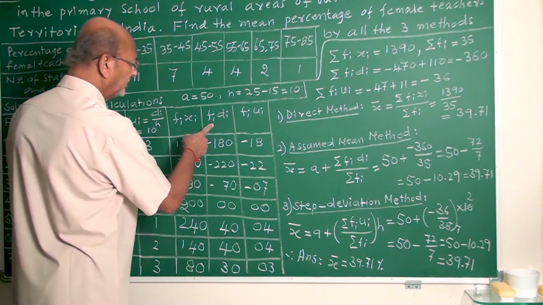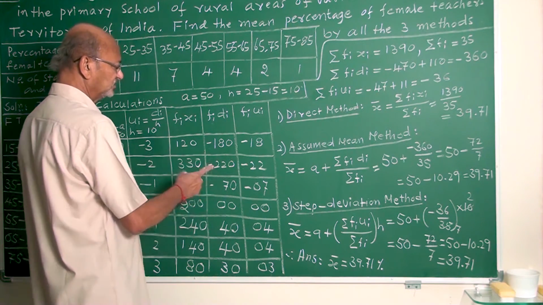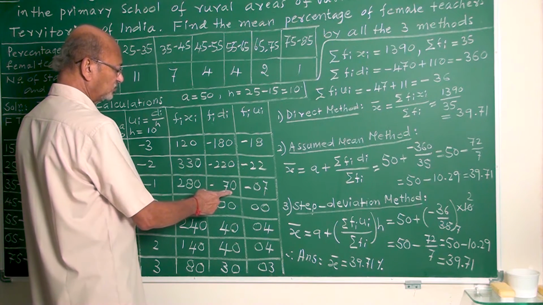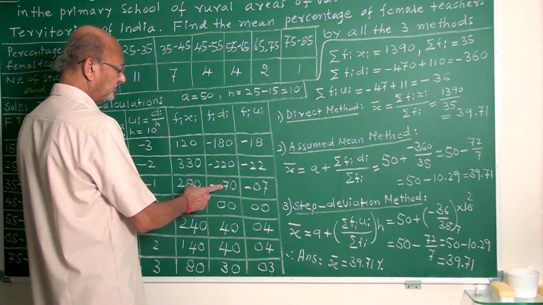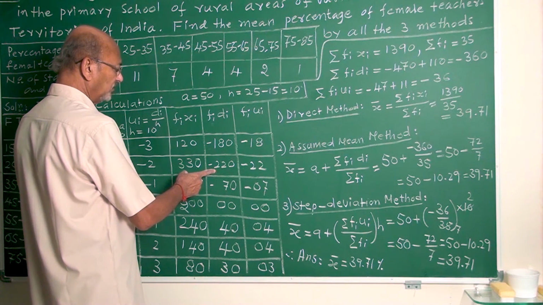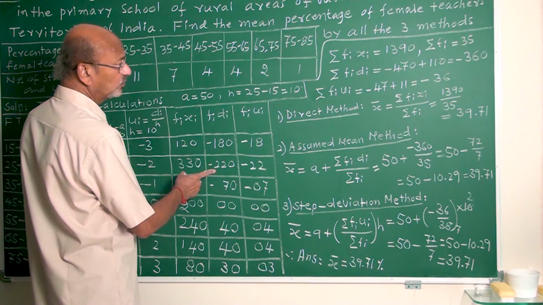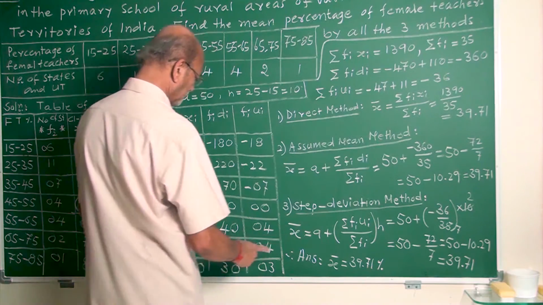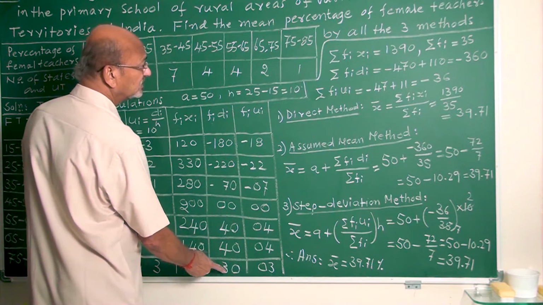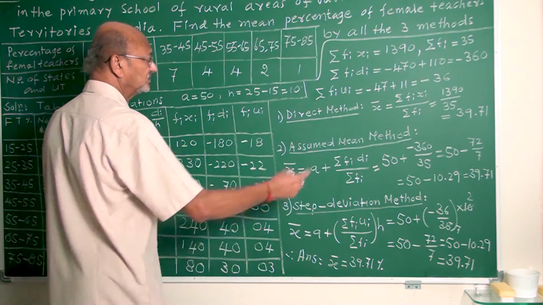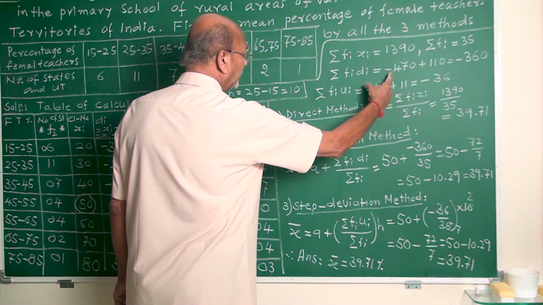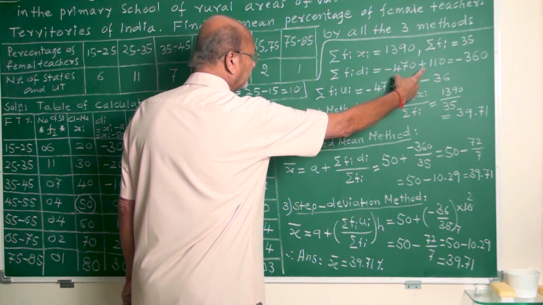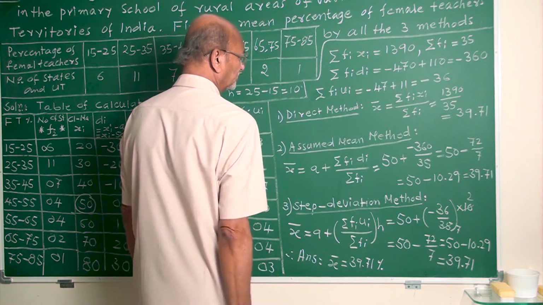Next, sigma fi di. You have to add these. Positive values: 40 plus 40 plus 30 is 110. Negative values: minus 180, minus 220, minus 70, which is minus 470. Minus 470 plus 110 is minus 360.